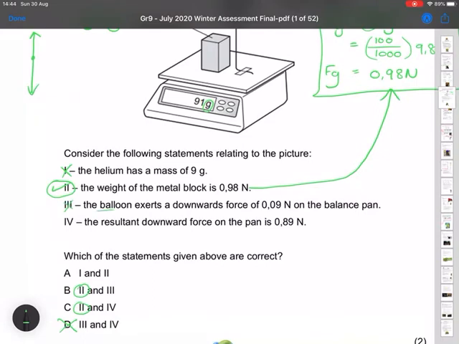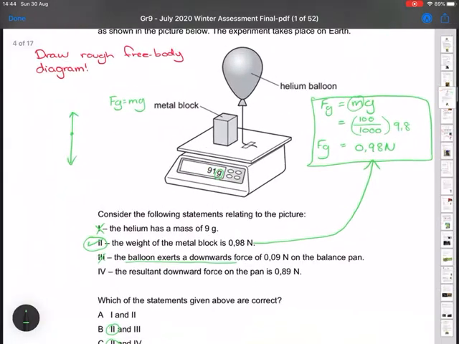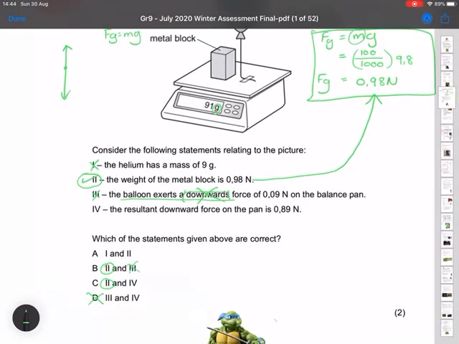The balloon is not exerting a downward force. The balloon is exerting an upward force. Think of which way the force of the balloon would be going. The balloon would be going upwards. So that word makes that statement wrong. So that's wrong over there. So option B is definitely not an option.